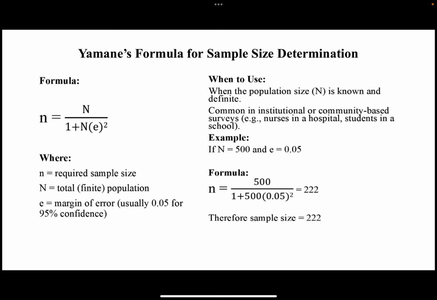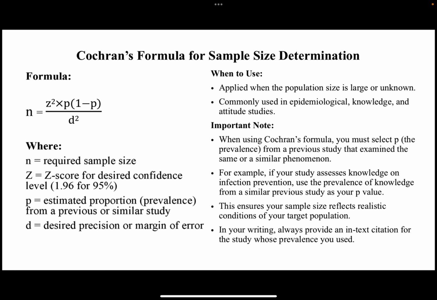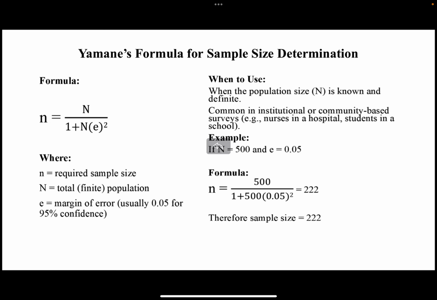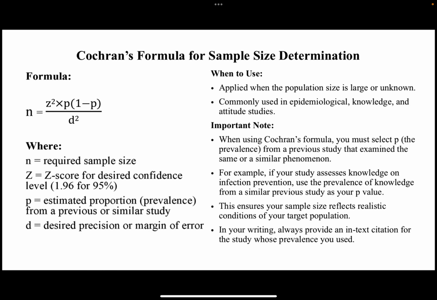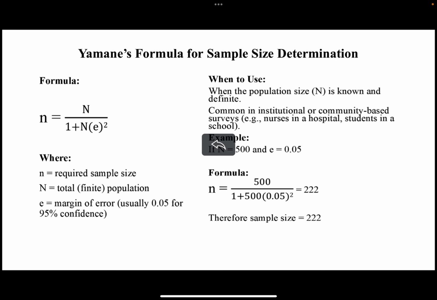So we have two common sample size determinations for quantitative study: Yamane's formula for sample size determination, and the Cochrane formula for sample size determination.